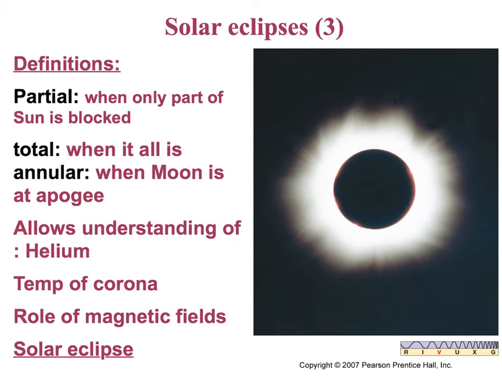So, a couple of solar eclipse definitions. We have partial, which is when only part of it is blocked out. We have a total, when all of it is. But then really important is annular, which does not mean it happens annually, and it is not the same as partial.